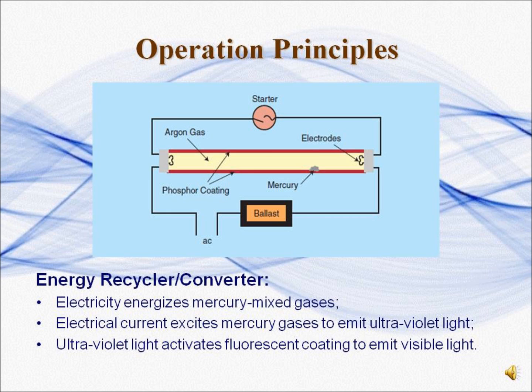The lights with high energy will be collected by the fluorescent coating, and the energy will activate the coating to emit visible lights. These principles allow CFL to run at low power level and produce less heat.